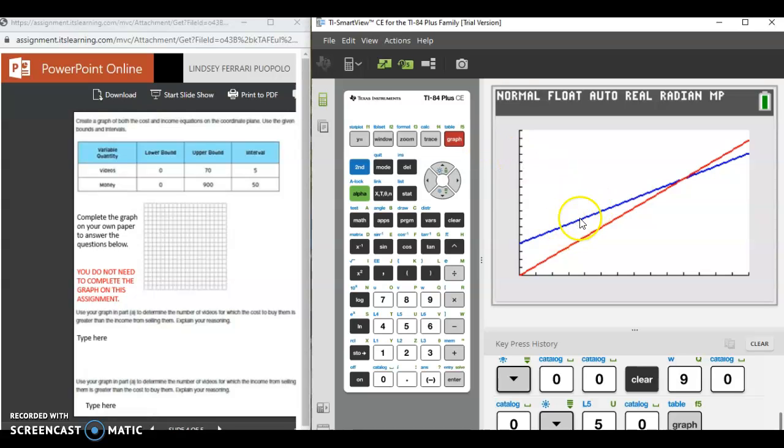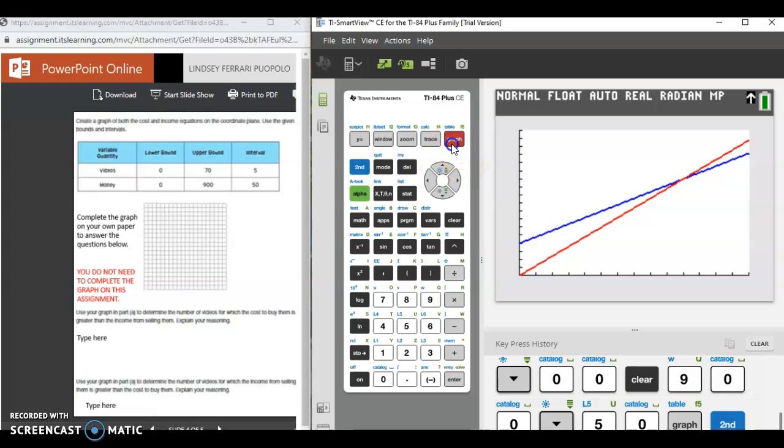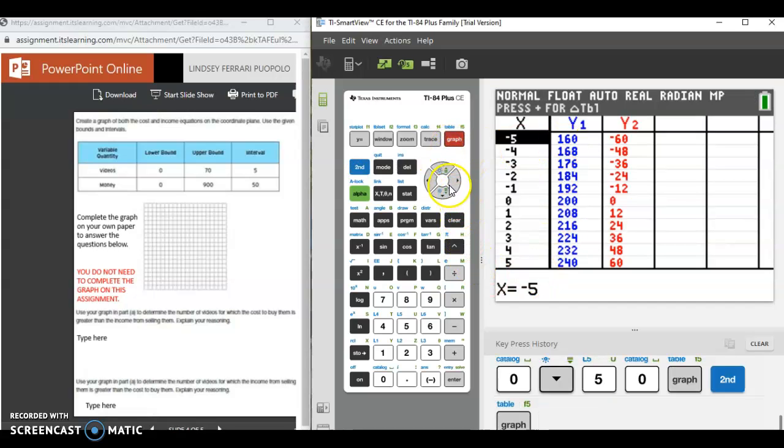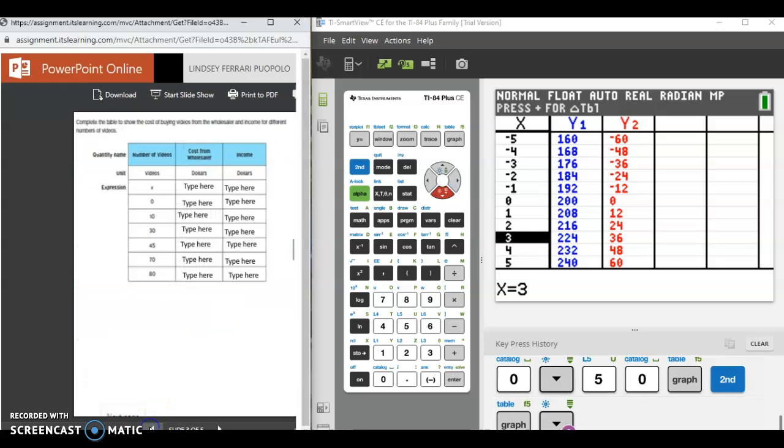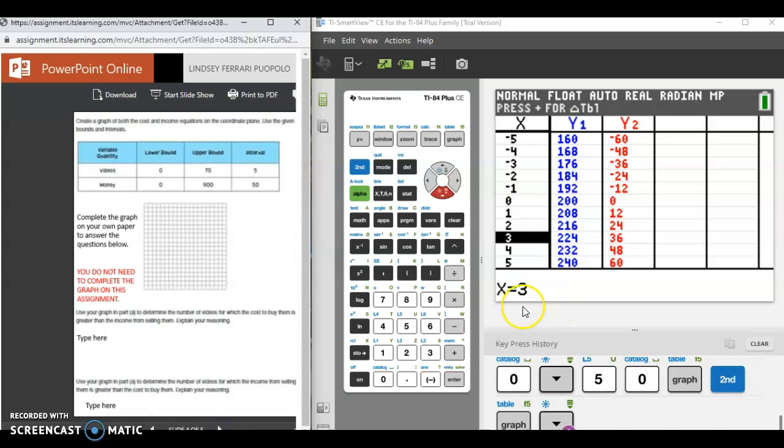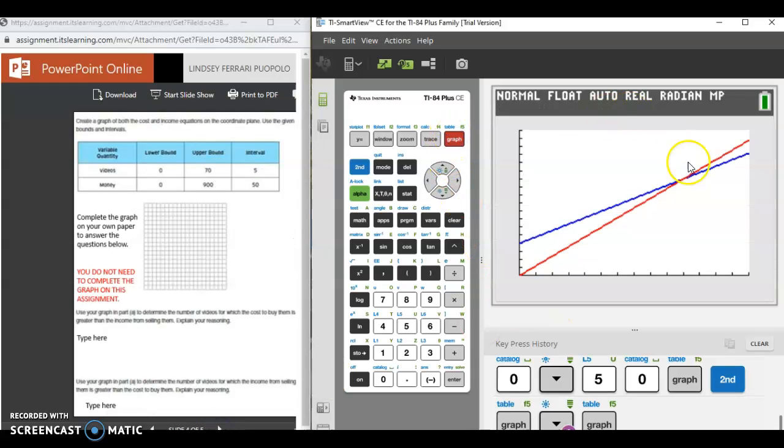Now this blue line is our cost because it's starting around 200, and our red line is our income. It's starting at 0. I can always go to the table, and I can check my table to see if the table that I did on the previous page was correct. So I can always go back over here and check those values that I typed in. But I'm going to go back to my graph. I need to find this location where they intersect. So I can either look on my table to find that, or I can use those intersection features. I'm going to go ahead and use the intersection features.